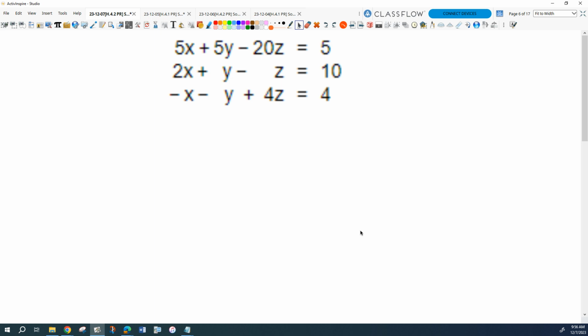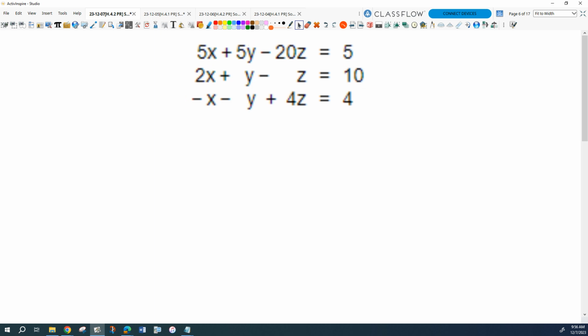Okay, so look at this one. Tell me what to do. Okay, so first and third, that's a good idea. So multiply third one by 5. And that's going to give us negative 5x minus 5y plus 20z equals 20. And then we just leave this guy alone, right?